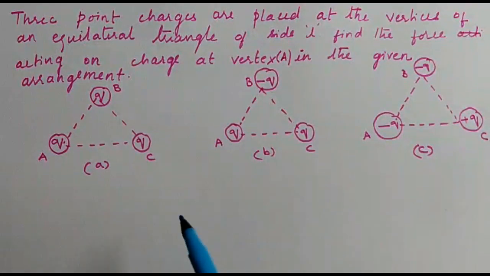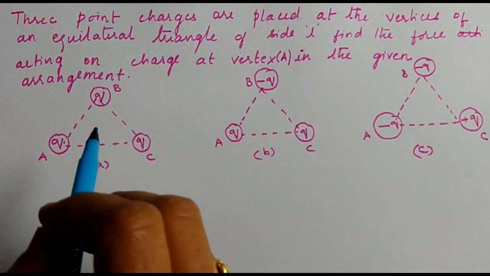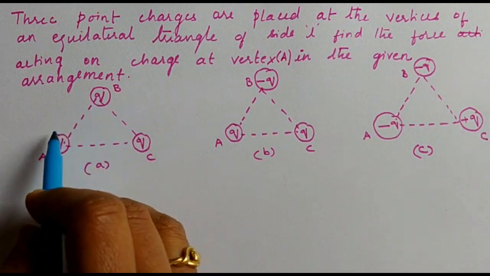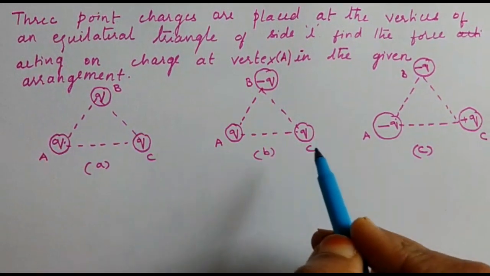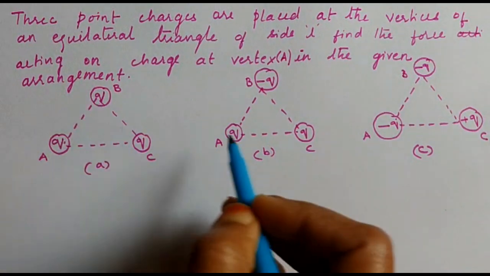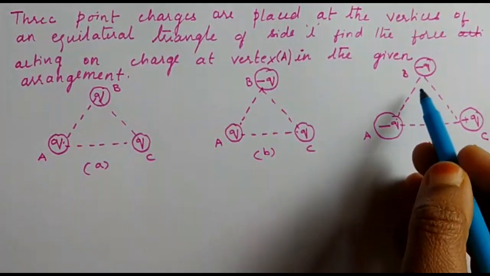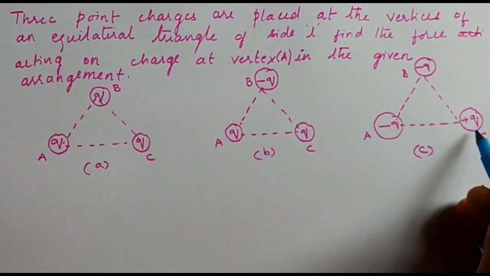Onwards, we begin with questions related to more than 2 point charges by using the superposition principle. In the first case, they have given that there are 3 positive charges at the vertices of an equilateral triangle. All the 3 are equilateral. In the first case, all the 3 charges are positive. In the second bit, 2 positive and 1 negative. In the last bit, 2 negative and then 1 positive.